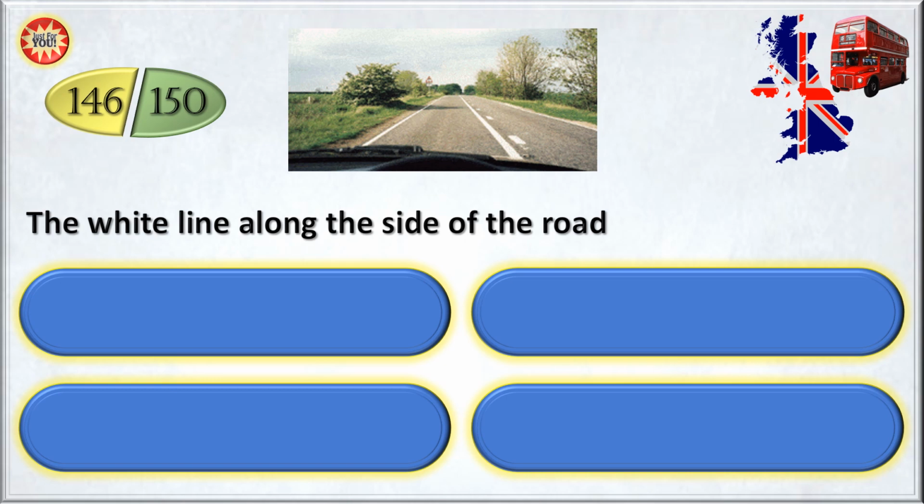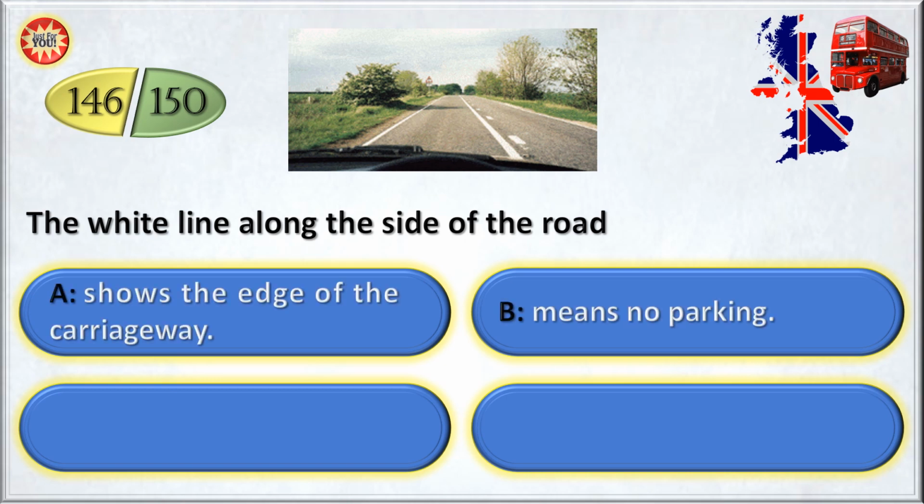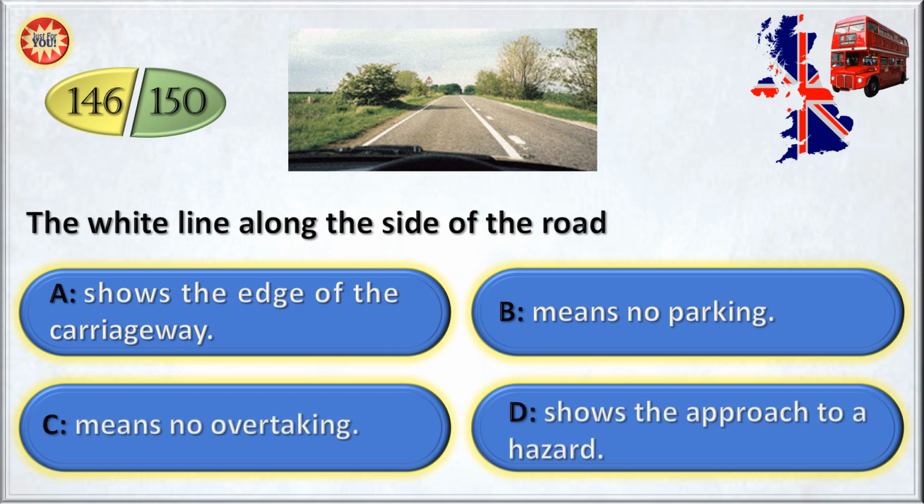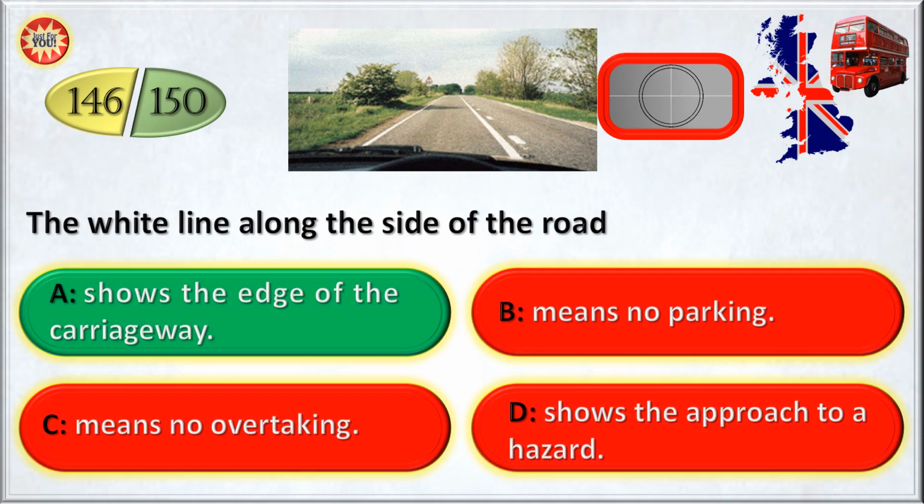White line along the side of the road. Shows the edge of the carriageway. Means no parking. Means no overtaking. Shows the approach to a hazard. Shows the edge of the carriageway.